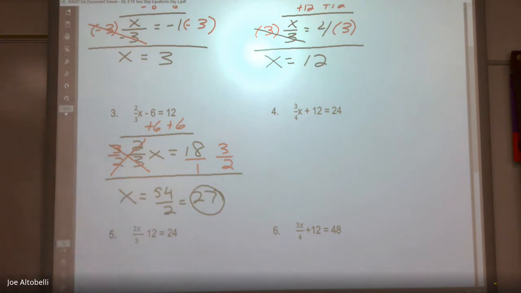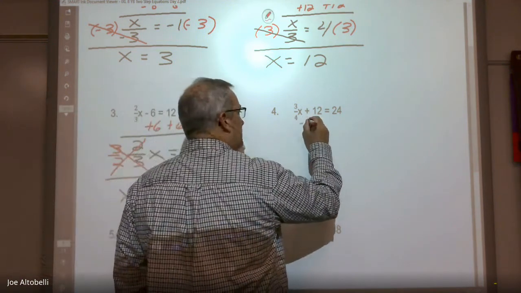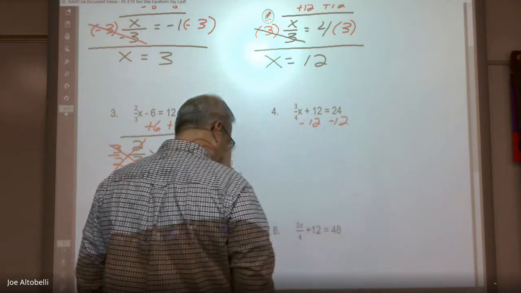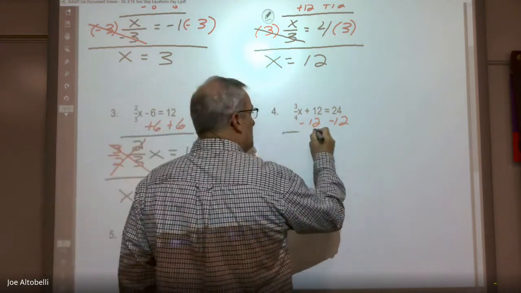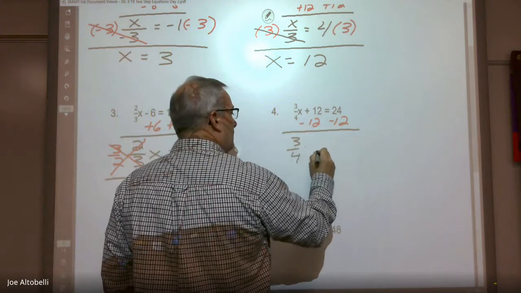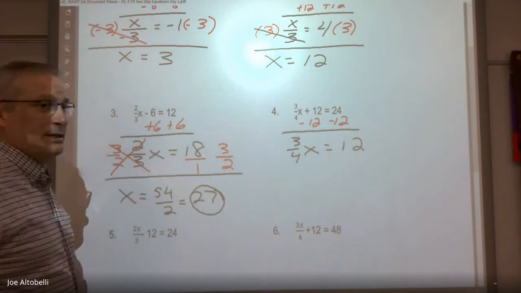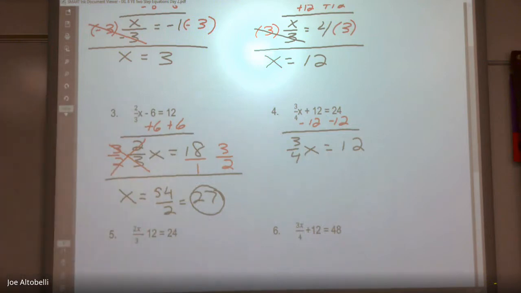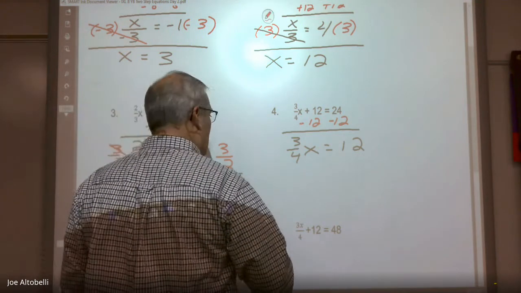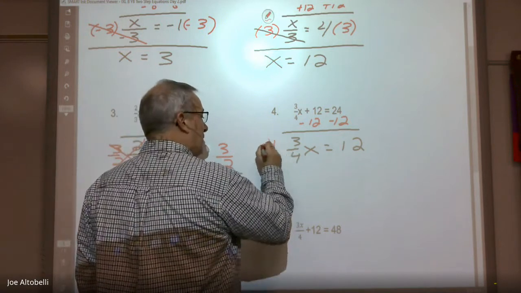Number 4. I have 3/4 x plus 12 equals 24. First step, subtract the 12 from both sides. I have 3/4 x equals 12. Now, hopefully on this one, more people can answer what we're going to do. So what are we going to do now? Multiply by 4/3. I'm going to multiply by the reciprocal. So I'm going to multiply by 4/3.